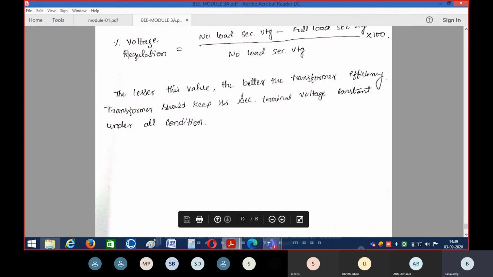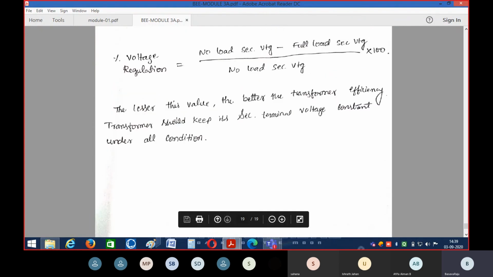With respect to regulation, which one is said to be the best or better transformer? The transformer having the lesser voltage regulation is always the best one. Suppose there are two transformers, one with 5% voltage regulation and another with 2%. Which one is the better transformer among these two? The transformer having 2% voltage regulation is always the better transformer. So a best transformer should have the highest value of efficiency and the lowest value of voltage regulation.